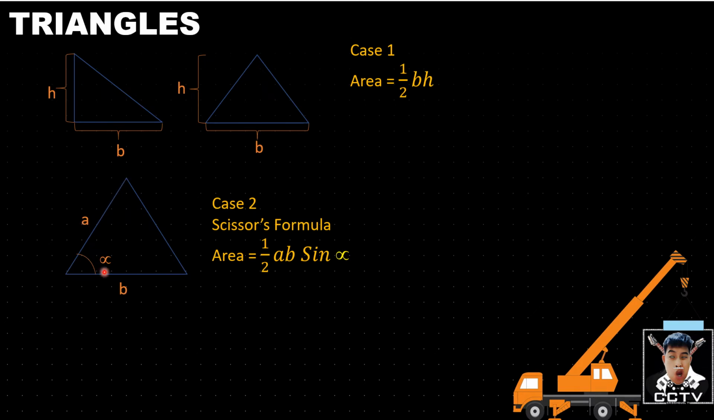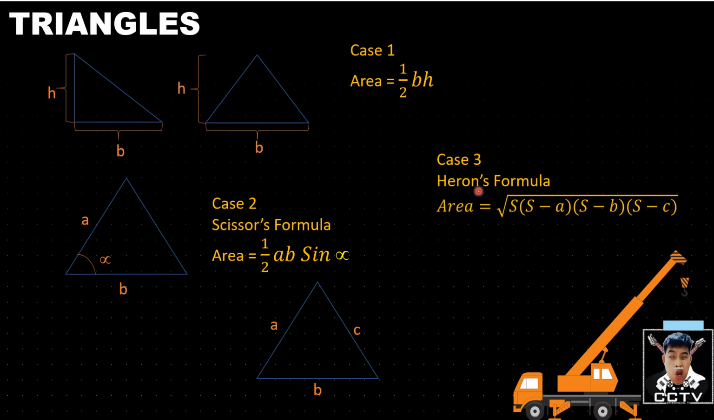Ito yung given, side, and isang angle. 1/2 times A times B times sine alpha. And we have our case 3. Given, 3 sides lang. Ang applicable formula dyan is the Heron's formula, which is, yung formula niya is square root of semi-perimeter times, ito nga, ito. And ang semi-perimeter natin is the summation of 3 sides divided by 2.